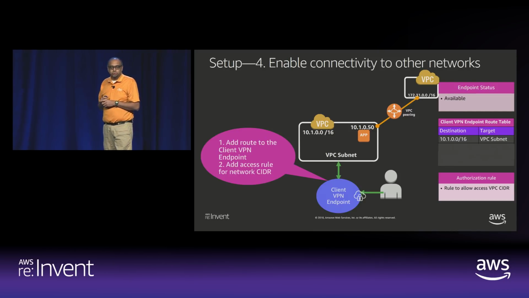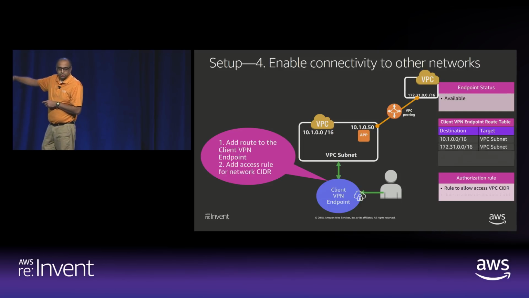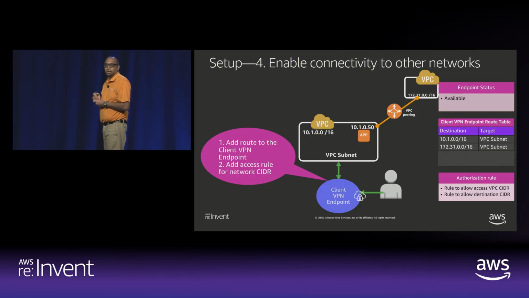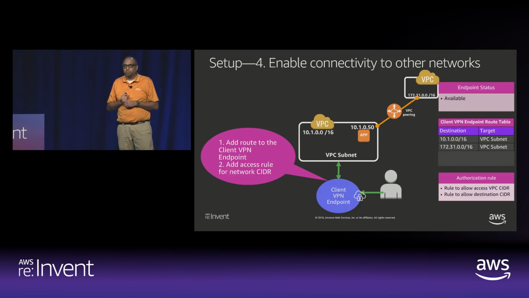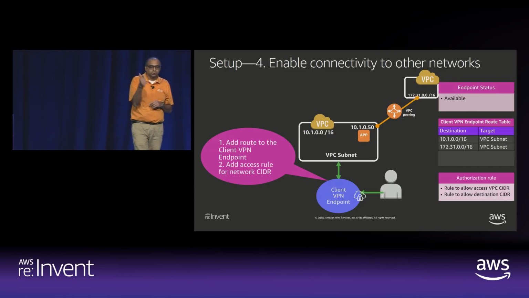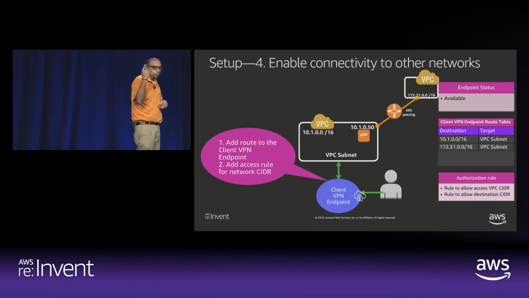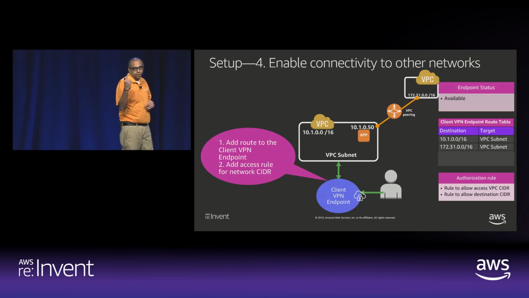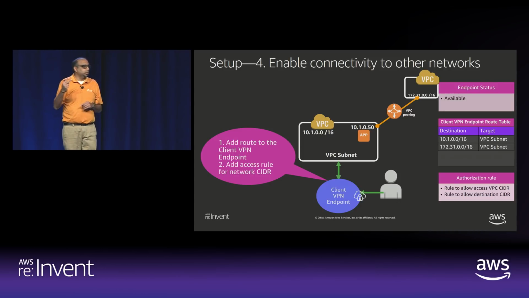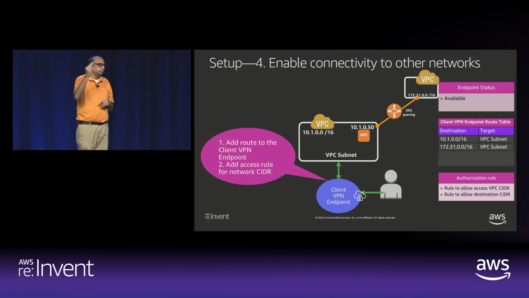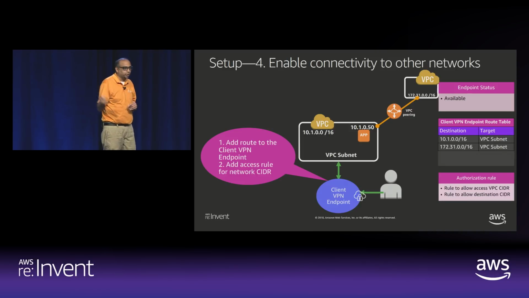So you're going to do two things. The first thing is you add a route in the route table, which says for 172.31/16, I'm going to go through this VPC subnet. The second thing is you add an authorization rule, which allows access for the network 172.31/16. So you have to do these two steps. What the route is doing is creating the plumbing. And once you add the rule, you're providing the capability for traffic to flow through. So you need both: the plumbing as well as the firewall rule to allow traffic to flow through.